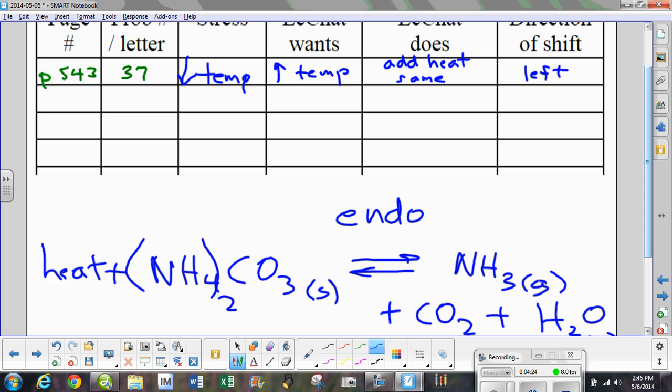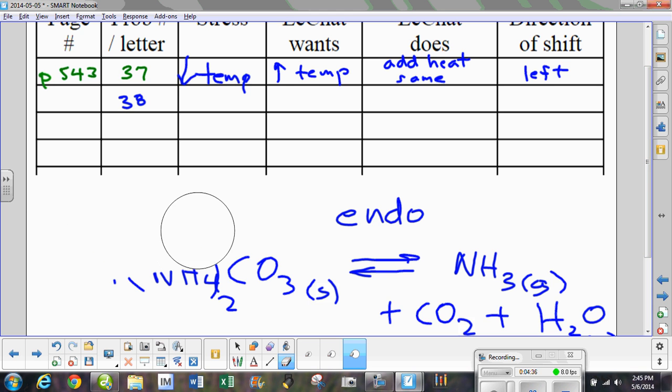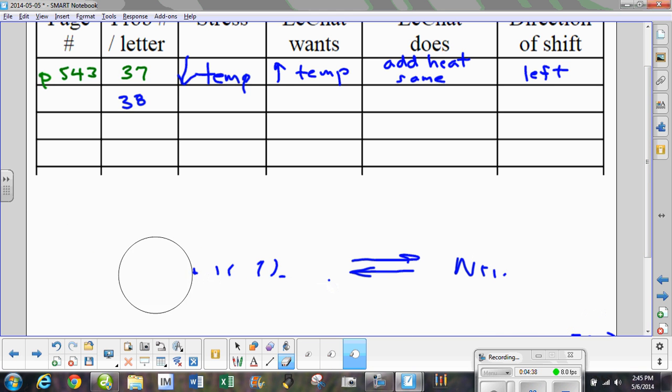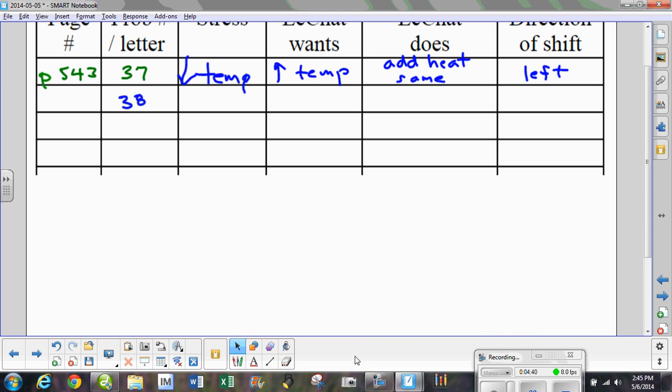Okay, so we're doing number 38, and for problem number 38, let's get this eraser a little bigger and get rid of this stuff. Okay, and let's just use the back and forth arrows. And first of all, let's establish, is this thing exo or endo, and how do you know?